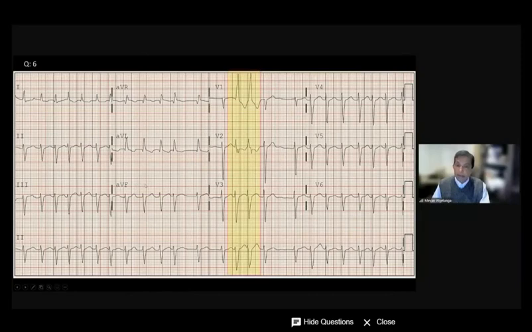Number two is the baseline rhythm is sinus, and the white QRS complexes are PVCs, or premature ventricular complexes, or ventricular ectopy. The third option is that this is atrial fibrillation and the highlighted beats are QRS aberration, or this is atrial fibrillation with ventricular ectopy. Please vote. And when you're ready, you can put the answers up.